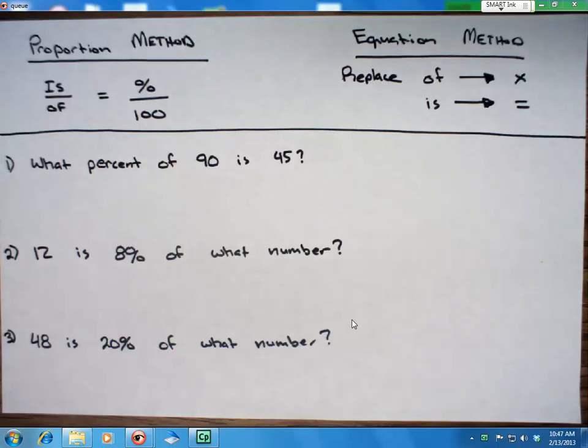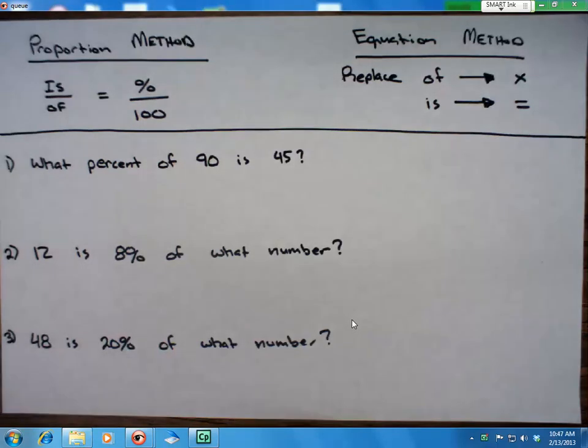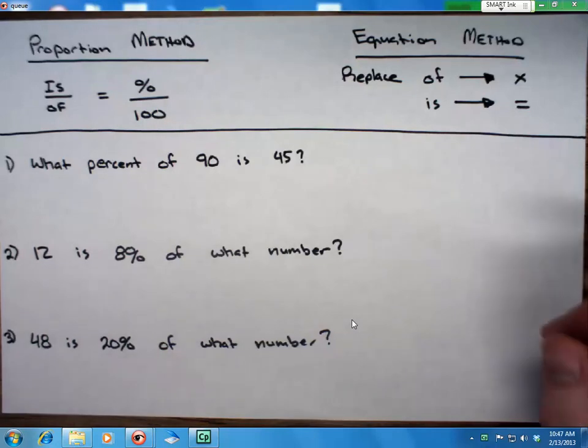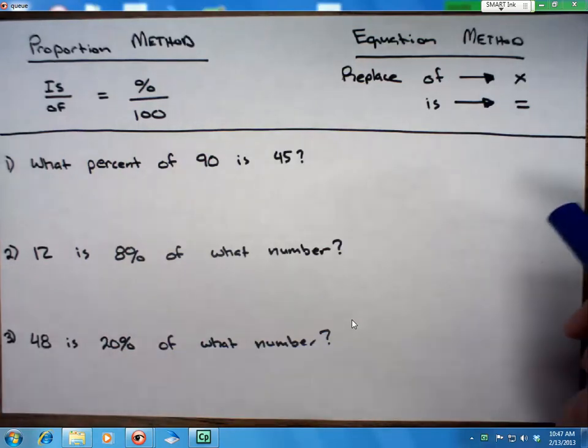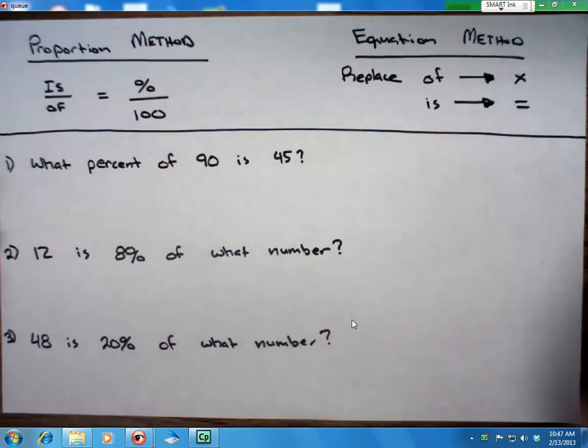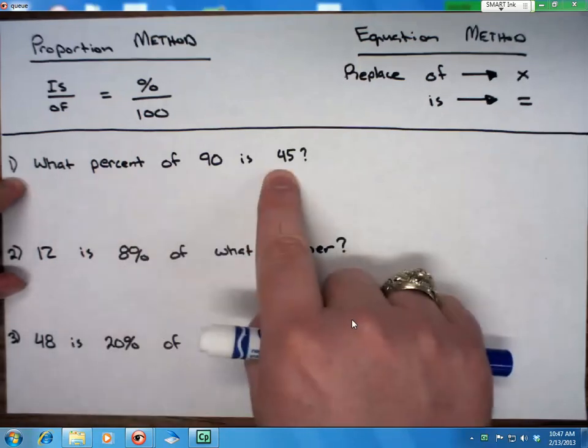We do have two different ways we can find these percents and these missing numbers. Okay, and let's talk about how we're going to do that. And I'm going to show you both ways on each one of these examples. Let's take a look at number 1. Number 1 says, what percent of 90 is 45?